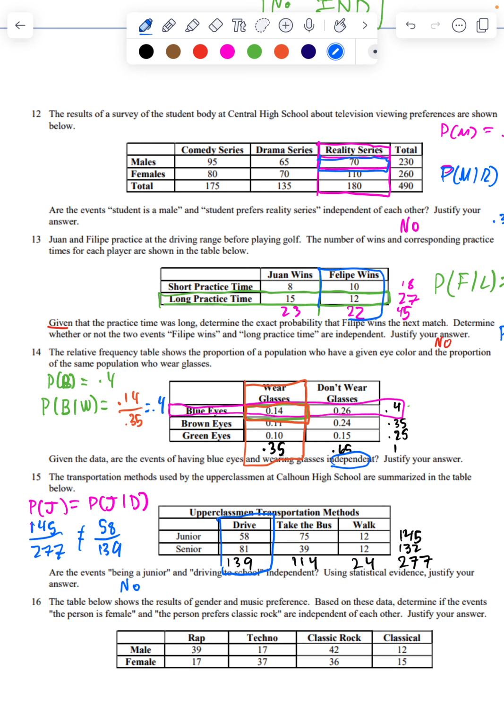The table below shows results of gender and music preference. Based on these data, determine if the events in the table, the person is female and the person prefers classical rock, are independent of each other. Justify your answer.